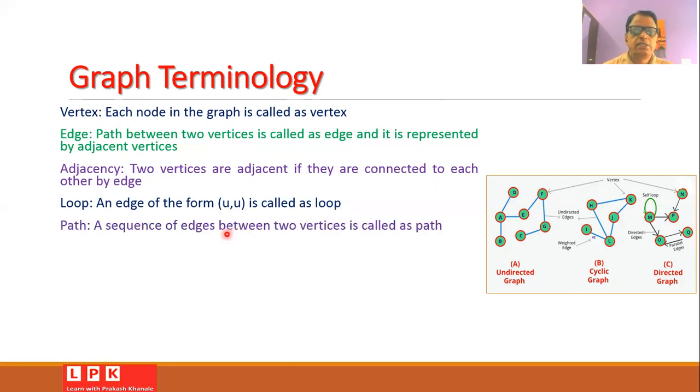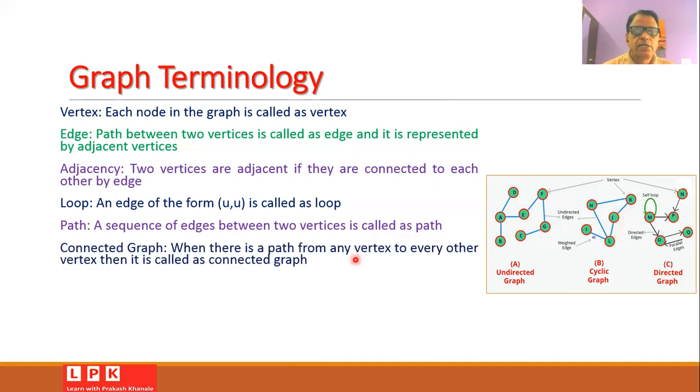A path is a sequence of edges between two vertices. Whenever we think of any two vertices, say for example K and L, then the path is K to I and I to L. A graph can be called a connected graph when there is a path from any vertex to every other vertex. So when there is no isolated vertex which is not connected to the other vertices, then that graph can be called a connected graph.